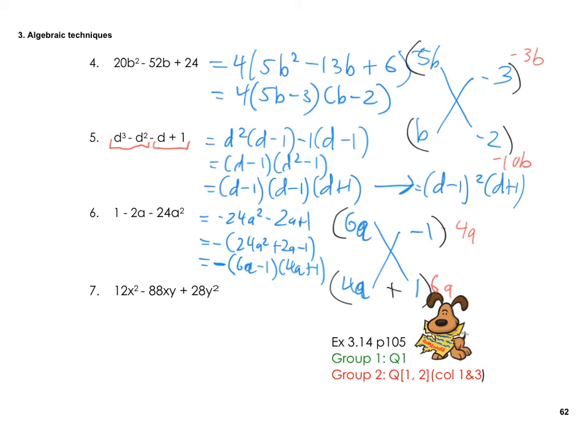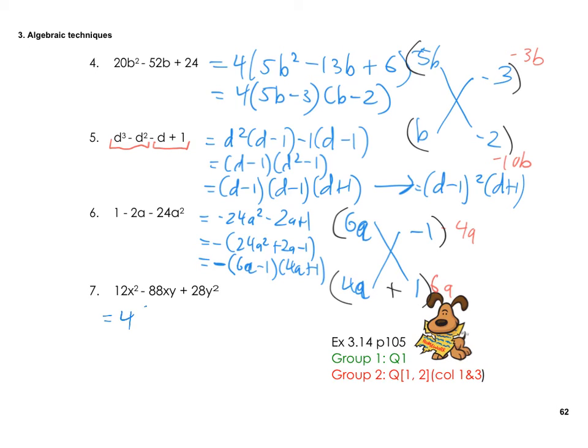Now last one, question 7. Now this one's interesting. It actually has x squared and y squared, but treat it the same way. Treat it as a quadratic or trinomial and try and factorize it. But again, step 1 is a common factor. Pause the video and have a look. Okay, I believe 4 can go out.